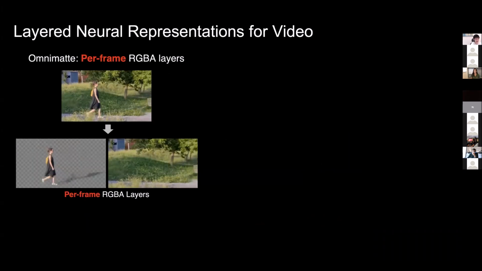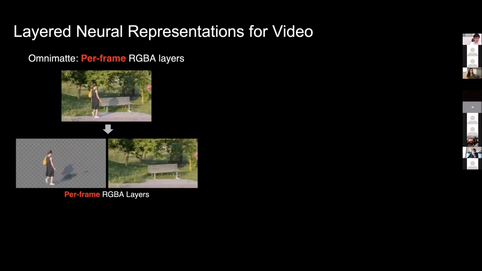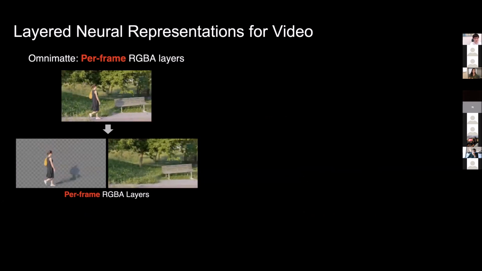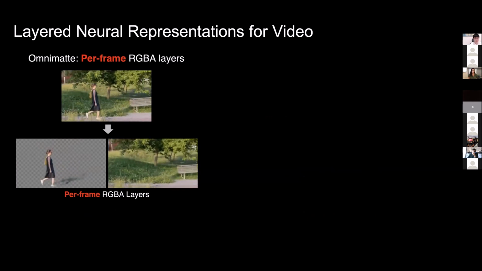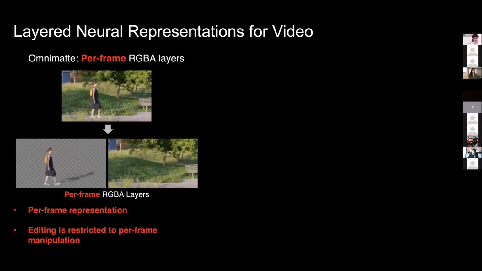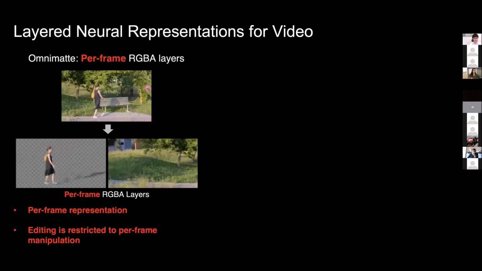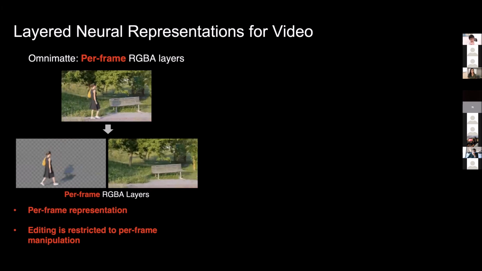Okay, so Omnimattes are great for associating objects and their effects in video, but one disadvantage of this representation is that it is a per frame representation, meaning we take the video and for each frame I have an RGBA layer. But the editing is restricted to per frame manipulation. I don't have a good way of propagating information across time here.